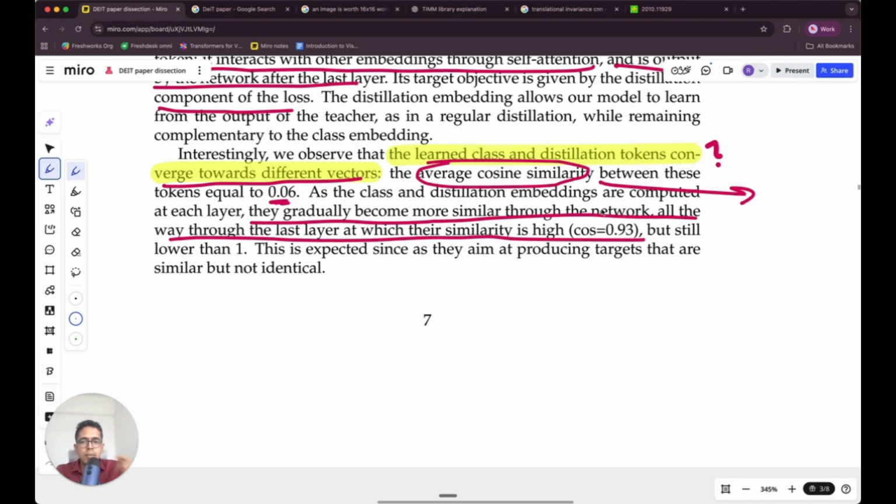But still the cosine similarity is less than 1. This is expected since they are aimed at producing targets that are similar but not identical. What does it mean, similar but not identical? Not identical because the target of the class token is the ground truth. The target of the distillation token is the teacher's prediction. So they are similar but they are not identical.